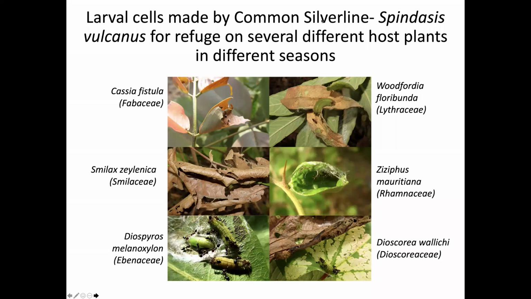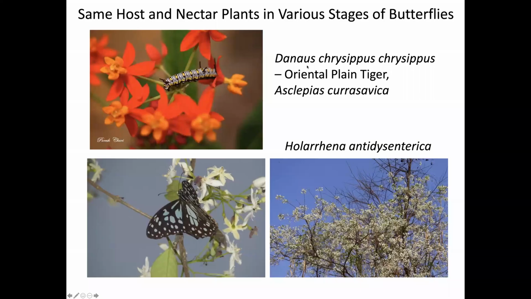Some host and nectar plants in various stages of butterflies. Danaus chrysippus, that is oriental plain tiger, larva feeding on Asclepias curassavica. Here I have depicted two different species which are being used in various stages, like larvae also feed on this plant, and in the adult stages, some butterflies feed on the nectar of this particular plant.